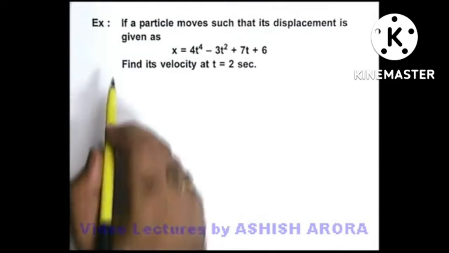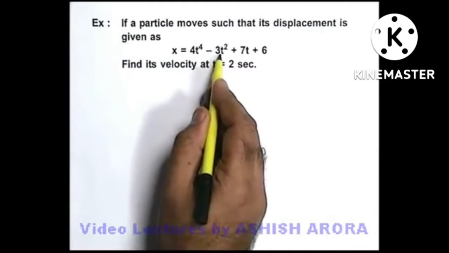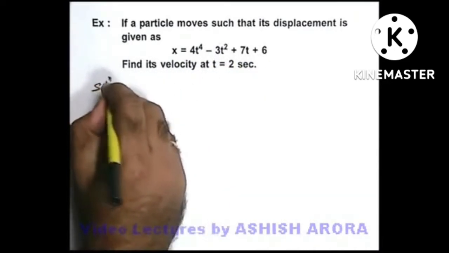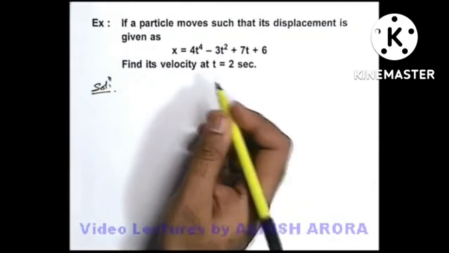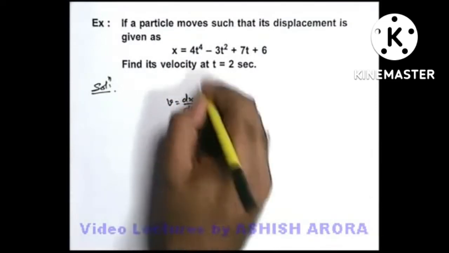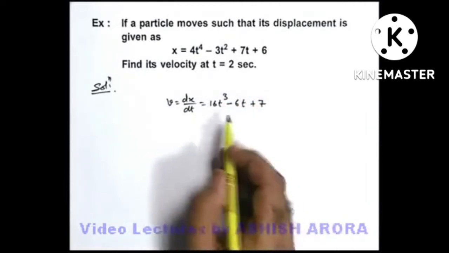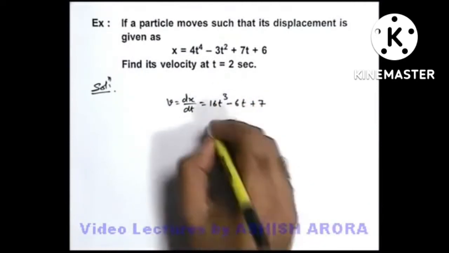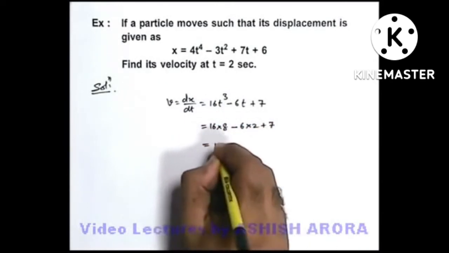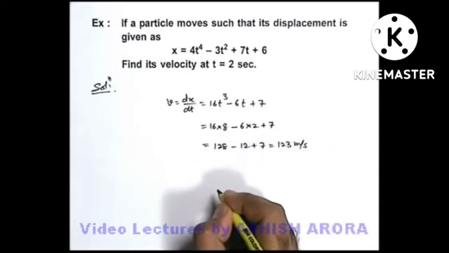In this example, we are asked that if a particle moves such that its displacement is given as 4t to power 4 minus 3t square plus 7t plus 6, we are required to find the velocity at t equal to 2 seconds. Here the question is almost directly handled just by differentiating the displacement with respect to time. As we know, v equals dx by dt. On differentiating, we get 16t cube minus 6t plus 7. We are required to find velocity at 2 seconds, so we directly put t equal to 2. This will be 16 into 8 minus 6 into 2 plus 7, so this will be 128 minus 12 plus 7, that is equal to 123 meters per second.